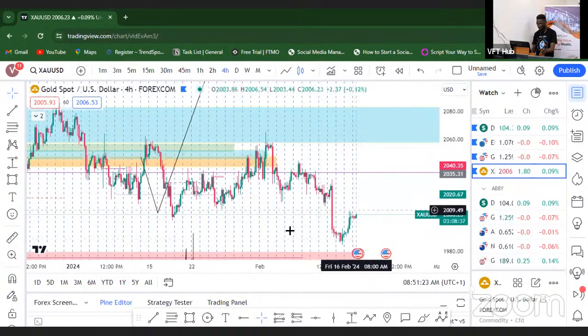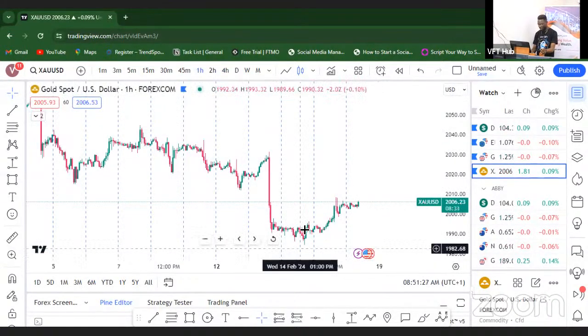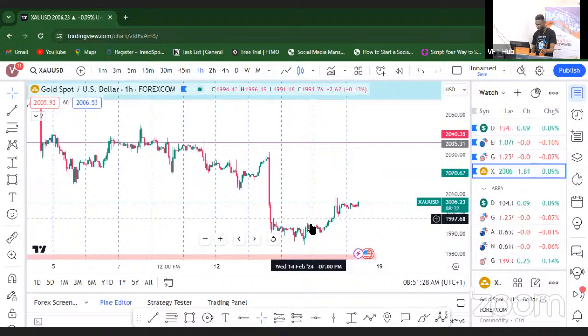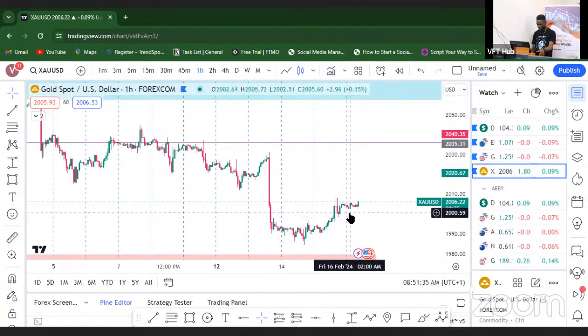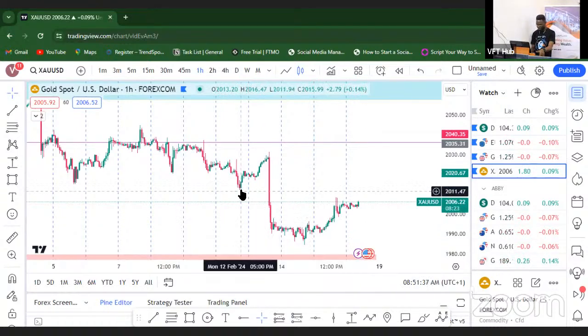But the current move right now, if you look at it on the 1-hour time frame, we already see a structural shift on the 1 hour. However, looking at this last volume imbalance, we expect gold to still trade to some level here, somewhere at this point here, which is going to be a flip zone around this side.